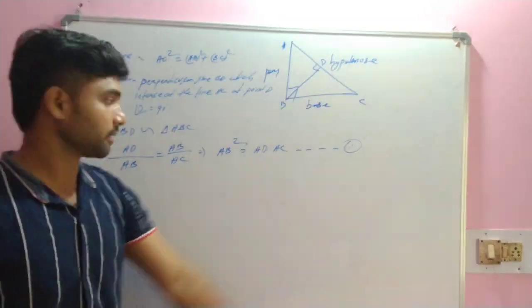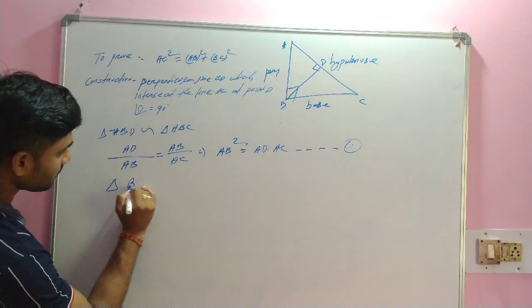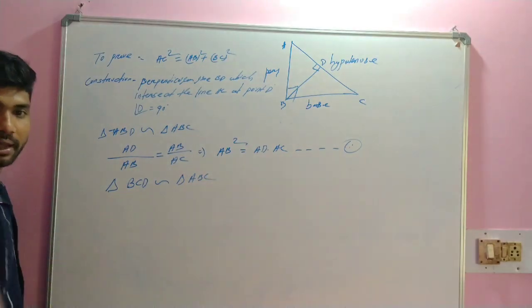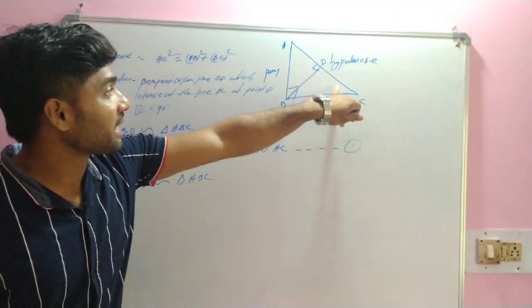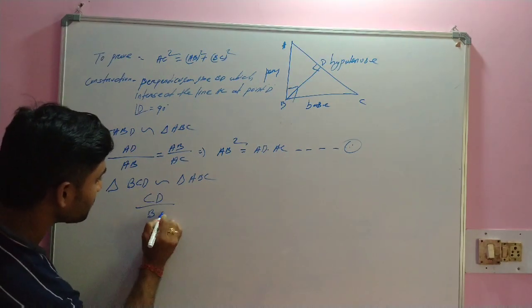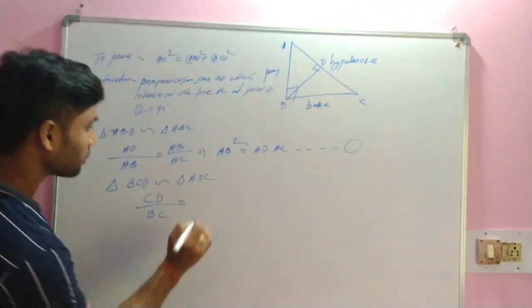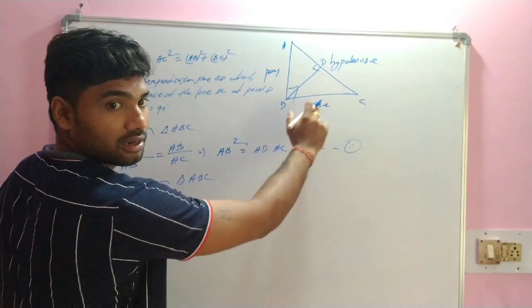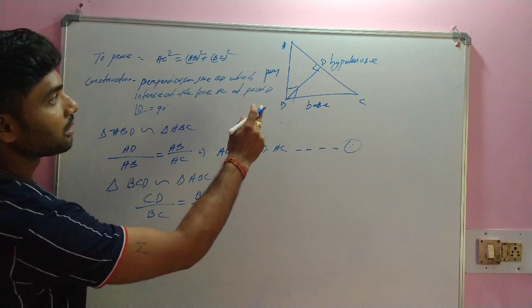Equation 1. Similarly, in triangle BCD, similar to triangle ABC. In triangle BCD, we can write CD by BC, because CD is one leg and BC is the hypotenuse, is equal to, in triangle ABC, BC by AC.